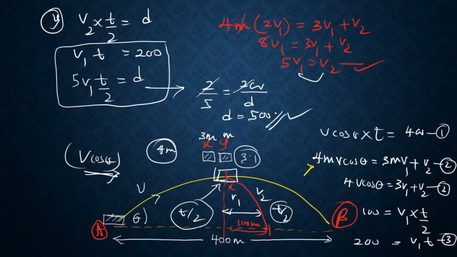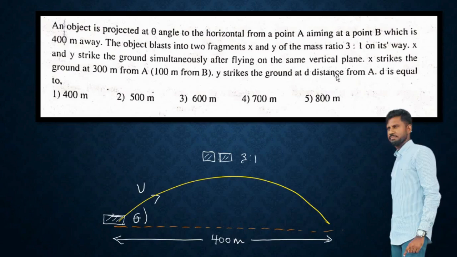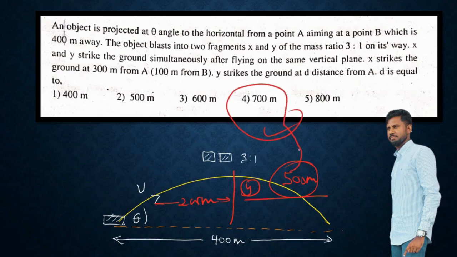Right. That's not the answer yet. So they're asking d distance from A. So we have found here now that y will travel 500 meters from this point. So it has already traveled 200 meters to the middle. So the total value 200 plus 500, that will be 700 meters.